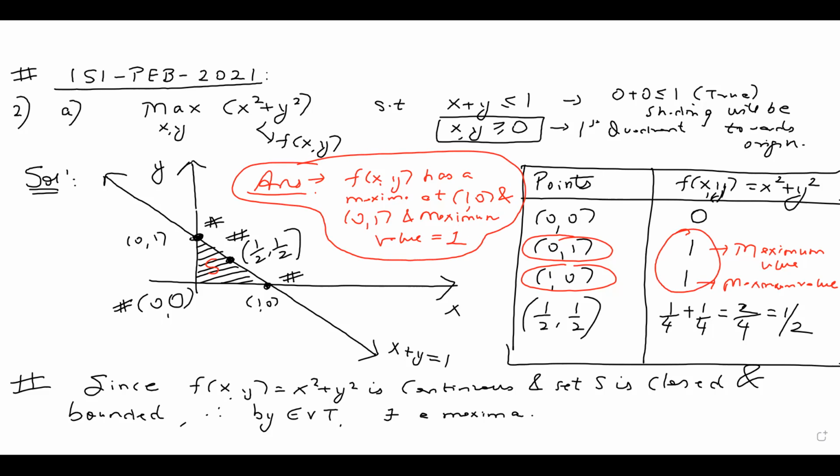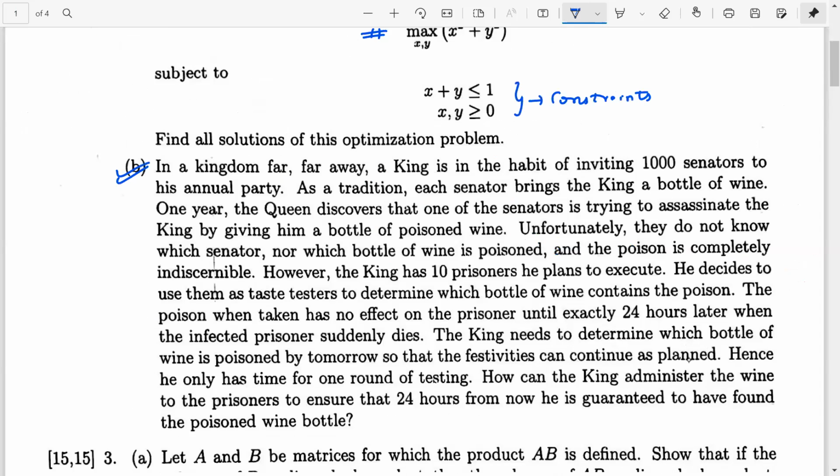Okay. Now let's come back to the paper and let's read part B. So part B, it's a big paragraph. Let's quickly read it and then we can try and solve this one as well. Okay. So in a kingdom far away, a king is in the habit of inviting 1,000 senators to his annual party. As a tradition, each senator brings the king a bottle of wine. So there are 1,000 senators and every senator brings a bottle of wine. So the king receives 1,000 bottles of wine. Okay.